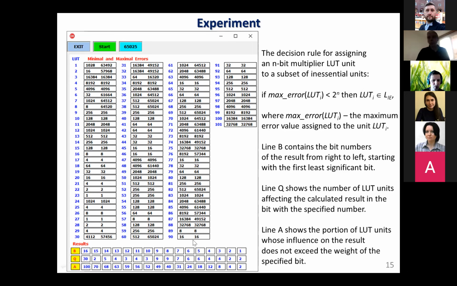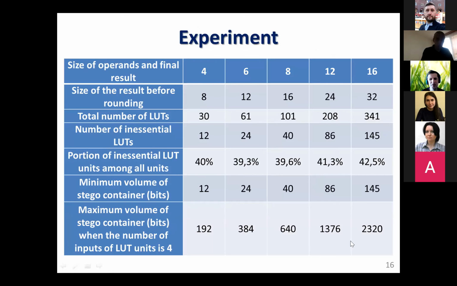At the bottom of this window, we can see statistics of the experiment results. In this slide, you can see the experiment results. The columns of this table are the size of operands and final results. Next, the size of results before rounding, the number of LUT units in the project, and the number of inessential LUTs in the project.